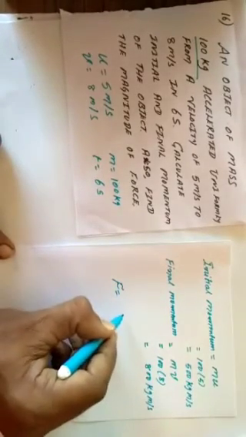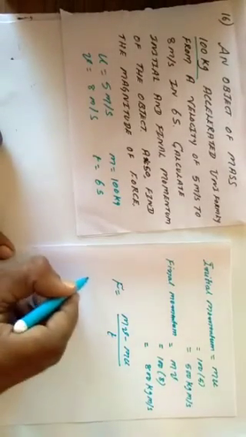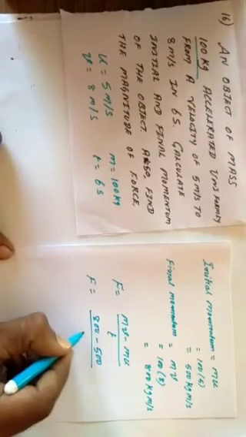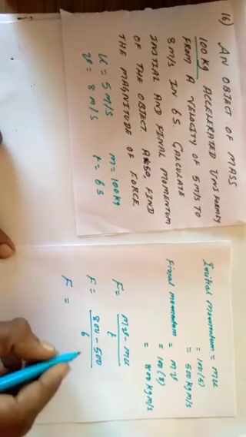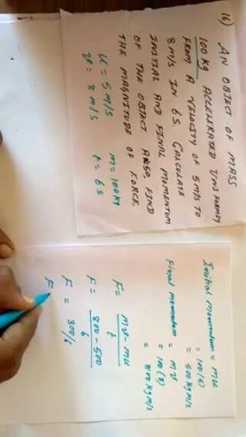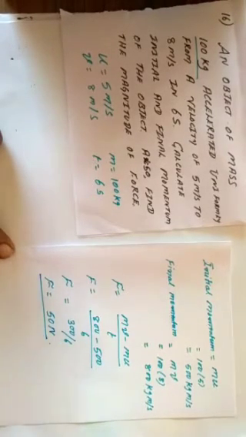Now we have a formula to find the force. F is equal to (mv minus mu) divided by t, the rate of change of momentum. So F is equal to 800 minus 500 divided by the time, which is 6. Therefore F is equal to 300 divided by 6. So F is equal to 50 newton. So this is the answer for this question.